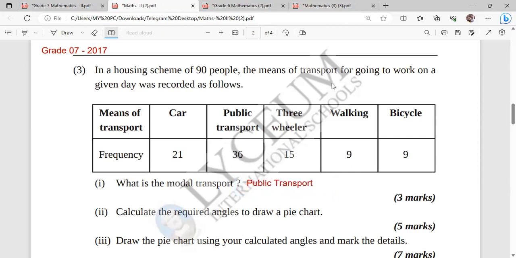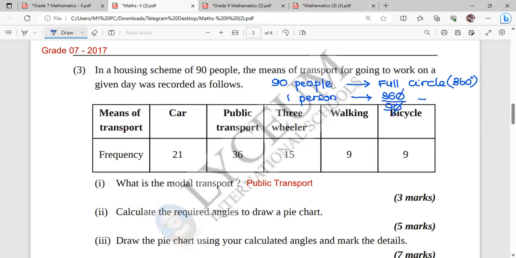Then calculate the required angles to draw the pie chart. Now children, the same thing we want to do. When you have this kind of thing, to denote 90 people we want to have the full circle. Now you know how to do this calculation, right? Full circle means 360 degrees. Then if I want to show one person, how am I going to get this? 360 divided by 90 gives me 4 degrees, right? You keep it at 4 degrees. Then you want to calculate the angle value for each item.